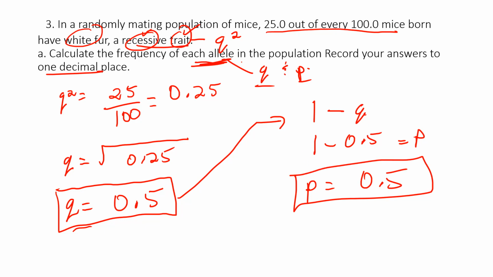Okay, and that's all we had to do for this question, because all they're asking for is the frequency of each allele, again, 1 decimal place. So there is our answer for this one.